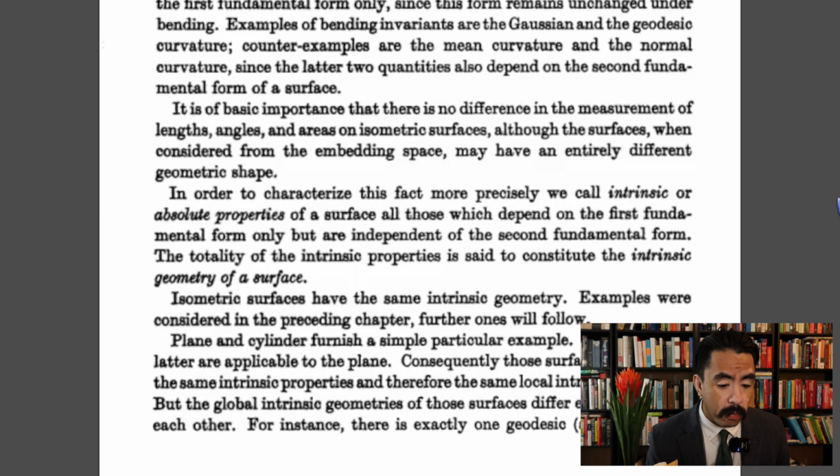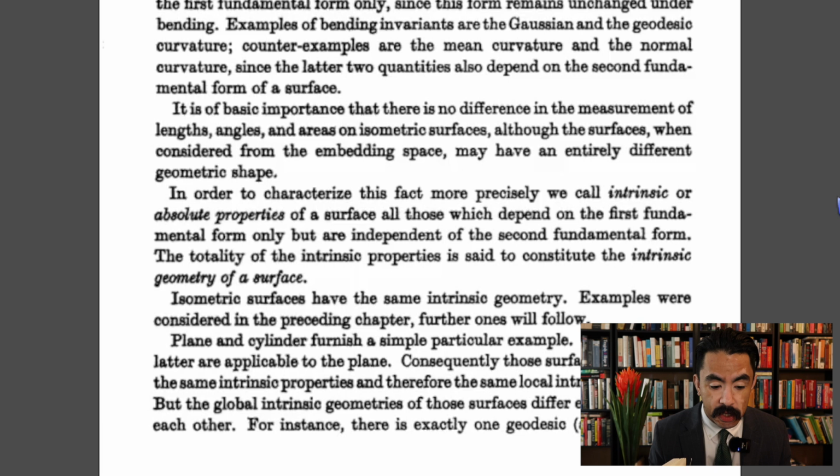It is of basic importance that there is no difference in the measurement of lengths, angles, and areas on isometric surfaces, although the surfaces, when considered from the embedding space, may have an entirely different geometric shape. In order to characterize this fact more precisely, we call intrinsic or absolute properties of a surface all those which depend on the first fundamental form only, but are independent of the second fundamental form. The totality of the intrinsic properties is said to constitute the intrinsic geometry of a surface.